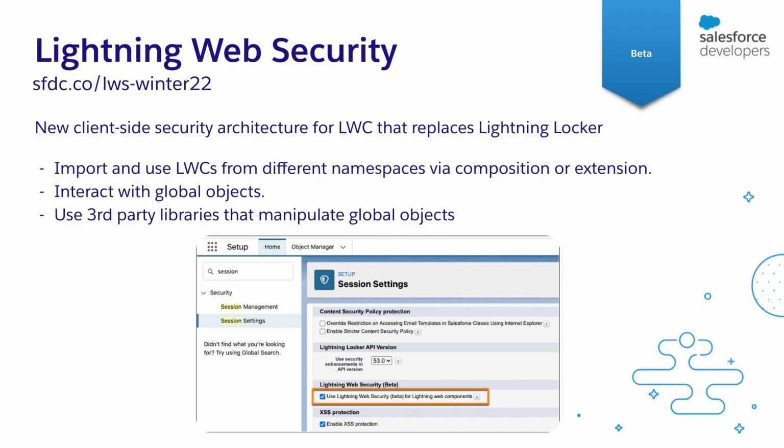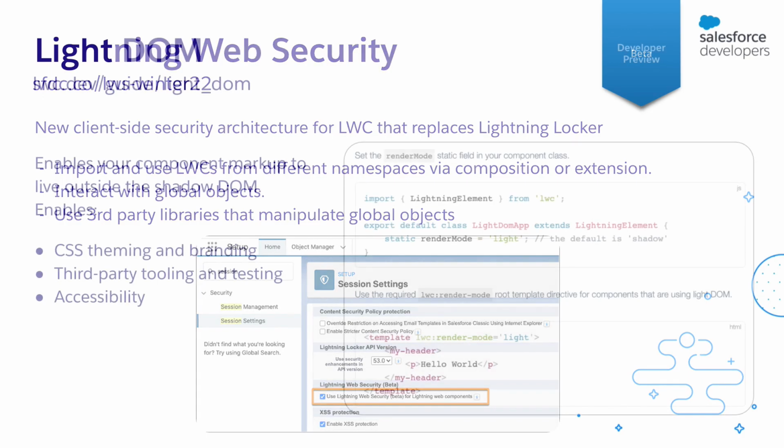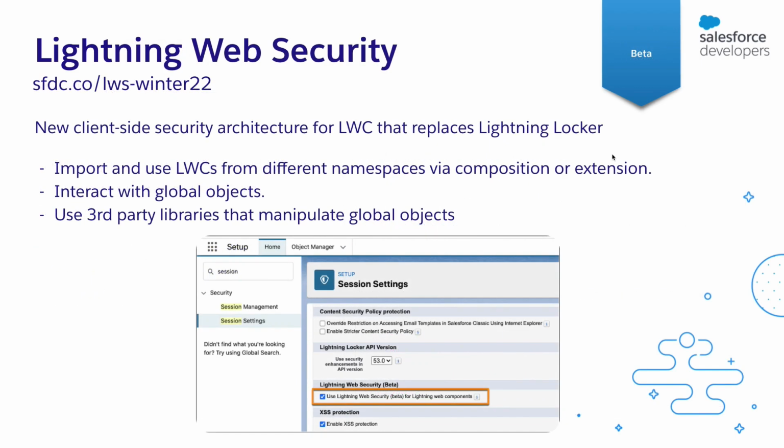What else? Light DOM was Developer Preview, but we have a beta in Winter '22, which is Lightning Web Security. And this one I think is super interesting, and that is going to solve day-to-day problems that many developers are having with Lightning Web Components, and in the future with Aura components, right? So what's Lightning Web Security? Lightning Web Security is basically the new generation of Locker, right?